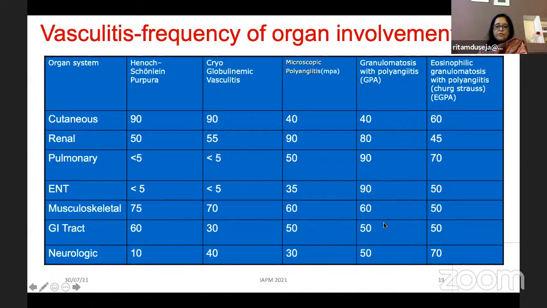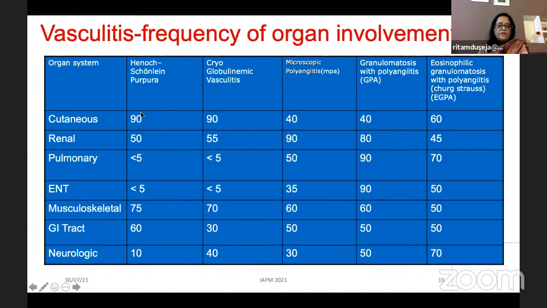Musculoskeletal system is more often involved with microscopic polyangiitis and granulomatous polyangiitis. In addition, GI, if you see, is involved in almost 50% of all of these small vessel vasculitis. Neurological symptoms, whereas, are most often seen with EGPA and less often with GPA. So this is how we have to keep in mind the overall clinical scenario, where we are likely to expect which kind of vasculitis. And for this, we need to know this system distribution.